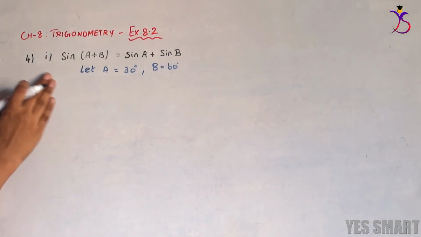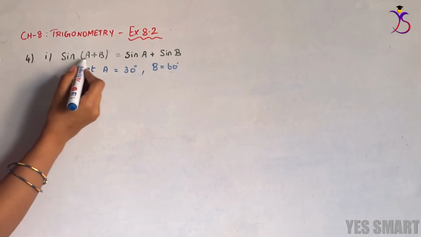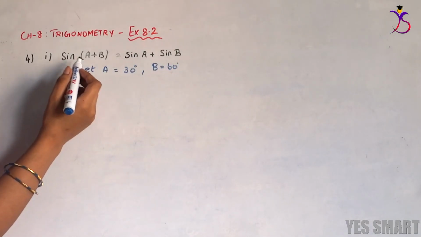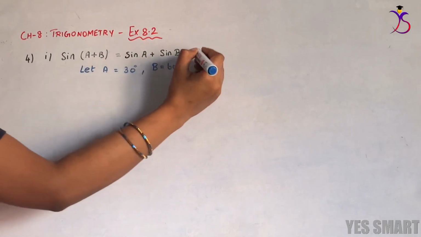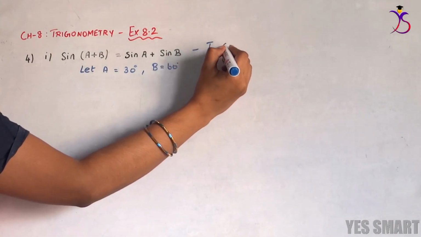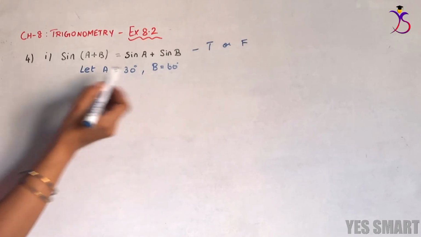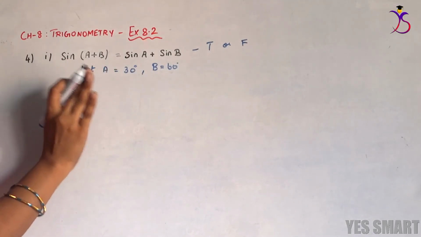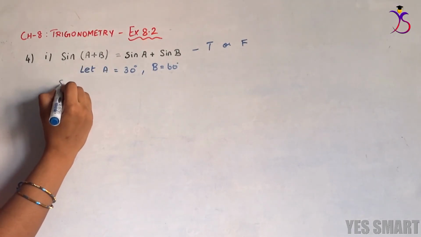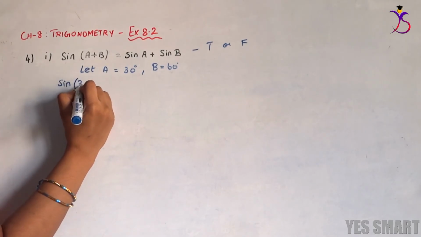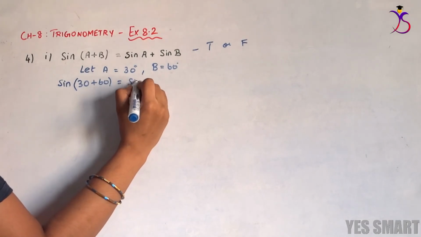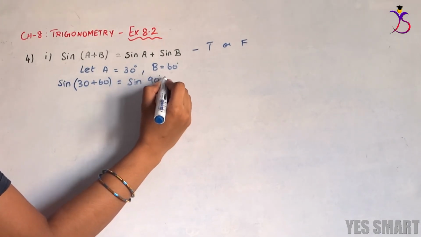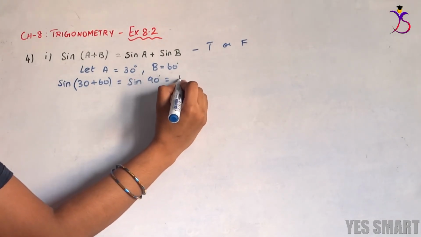Now fourth sum, first subdivision. It is given that sin(A + B) = sin A + sin B. We have to state whether this is true or false. So let A be 30 degrees and B be 60 degrees, just assuming. I am substituting these values in LHS. Therefore sin(30 + 60) = sin 90, which is 1.